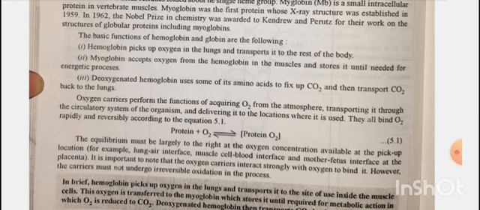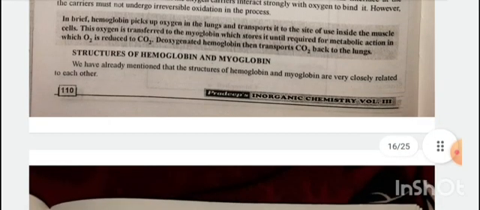Oxygen carriers perform the function of acquiring O2 from the atmosphere, transporting it through the circulatory system of the organism and delivering it to the location where it is used. They all bind O2 rapidly and reversibly according to equation 5.1, that is, protein plus O2 in equilibrium with protein-O2. The equilibrium must be largely to the right at the oxygen concentration available at the pickup location, for example the lung-air interface, the muscle-cell-body interface, and the mother-fetus interface at the placenta. It is important to note that the oxygen carriers interact strongly with oxygen to bind it. However, the carrier must not undergo an irreversible oxidation in the process.